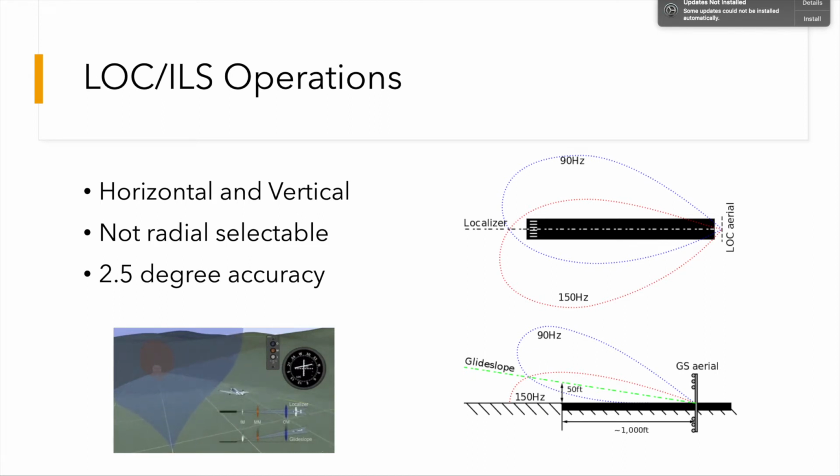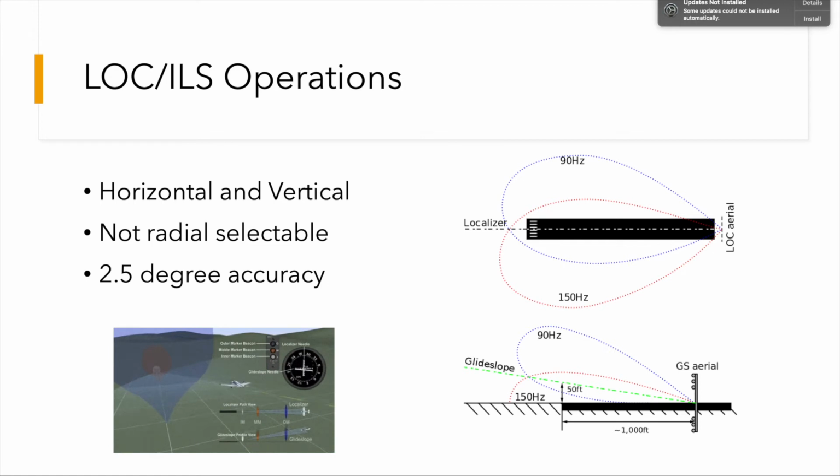And instead of having those different frequencies that move, this just has two slightly different frequencies that are transmitted from the localizer, and they make these two lobes that you can see on the top right diagram there. And so the instrument just picks up which one it's getting more of and is able to find the center line of the runway.